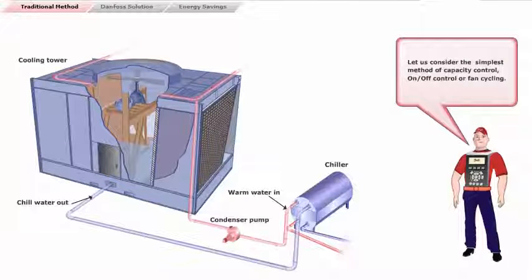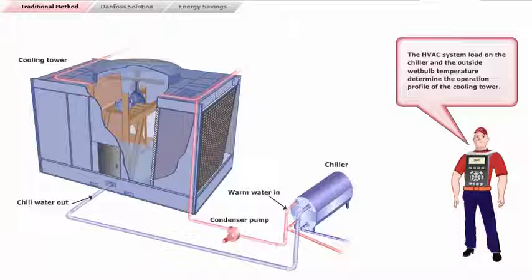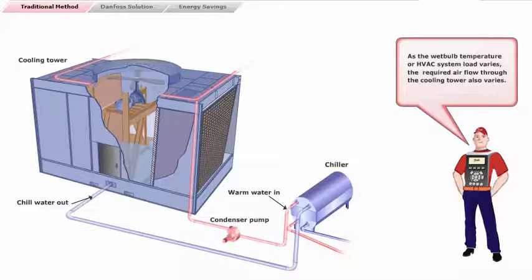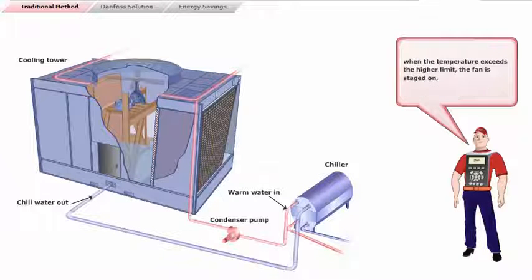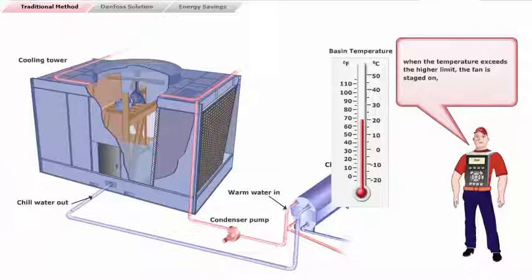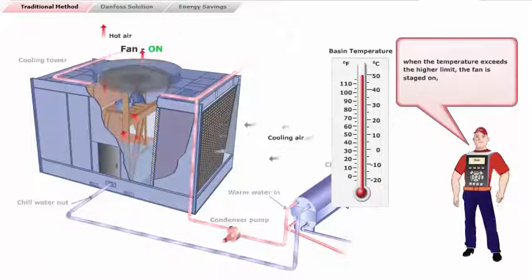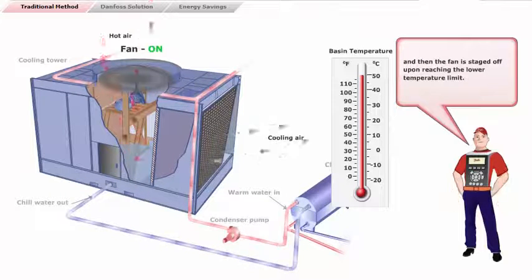Let us consider the simplest method of capacity control, on-off control, or fan cycling. The HVAC system load on the chiller, and the outside wet bulb temperature, determine the operation profile of the cooling tower. As the wet bulb temperature or HVAC system load varies, the required airflow through the cooling tower also varies. On-off is an inexpensive method of capacity control. However, the motor may burn out from too frequent cycling. That is why wide temperature bands are established: when the temperature exceeds the higher limit, the fan is staged on, and then the fan is staged off upon reaching the low temperature limit.